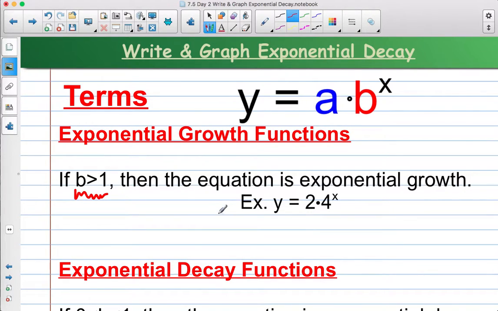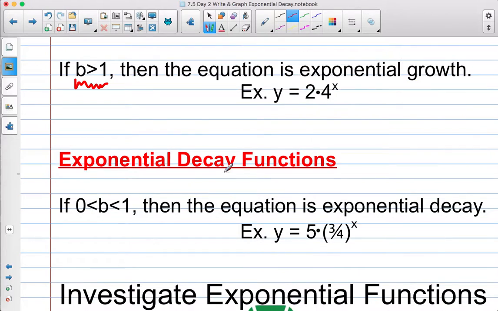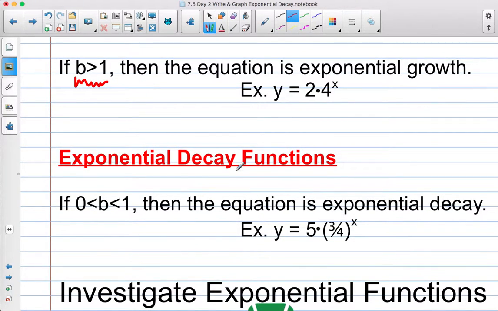All of our growth factors were bigger than 1. Sometimes we had 1.5. Even if you have 1.00001, you're still growing by a very small amount. That would be exponential growth. What we're looking at more today are examples of exponential decay.